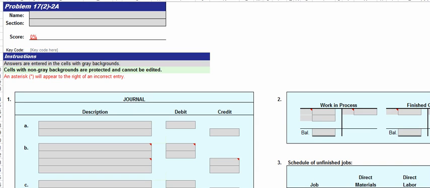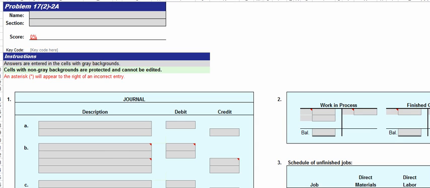Okay, we'll now take a look at problem 17-2A. And if you're using the full textbook, financial and managerial, that's 17-2A. If you're using only the managerial textbook, that's 2-2A. Either way, the title of the chapter is Job Order Costing, and it's the 2A problem.